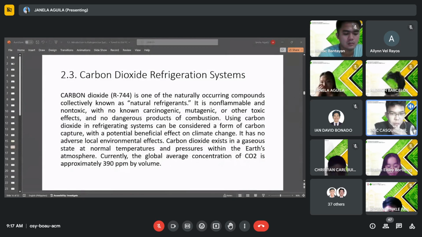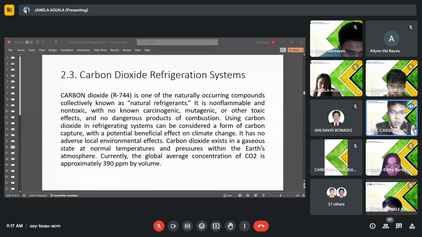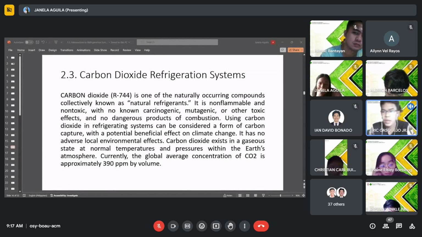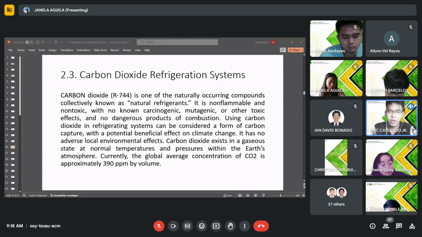So for this slide naman po, ang focus po nung slide na to is it discusses about carbon dioxide referred to as R744, na is one of the naturally occurring compounds collectively known as natural refrigerants. So we all know that CO2 ay major contributor po siya ng global warming or climate change, specifically being a hydrofluorocarbons and chlorofluorocarbons. So negative effect po siya pero by use of technology po and industry also uses it in various industrial applications such as refrigerant.